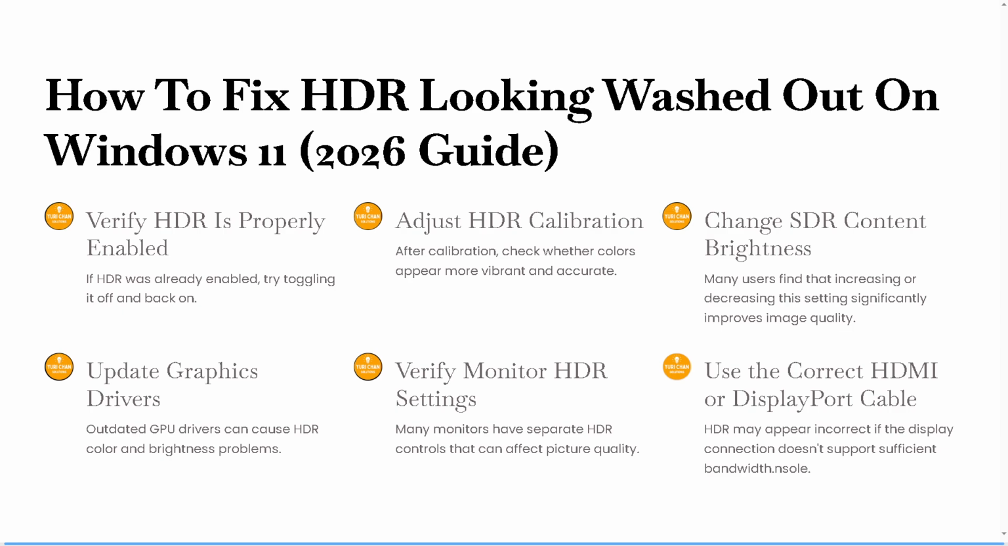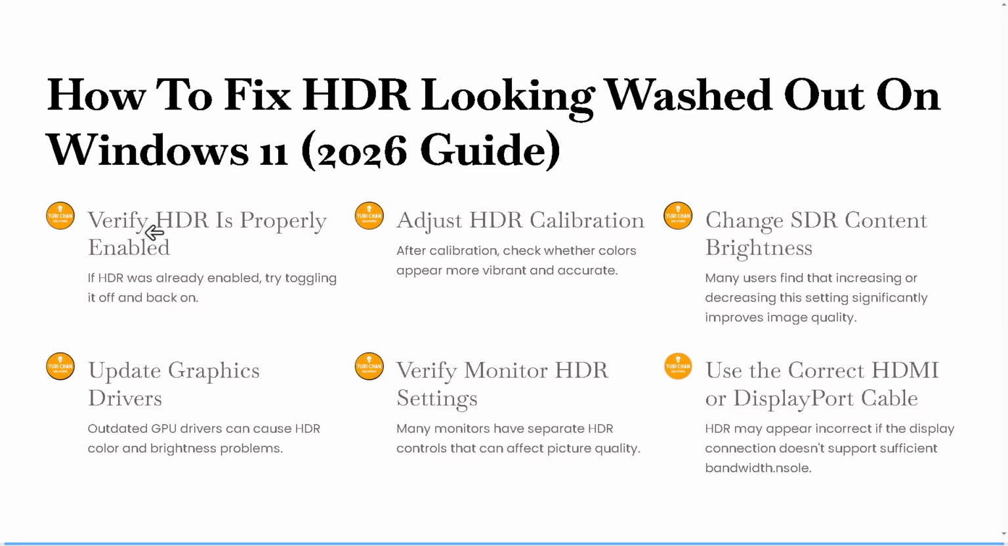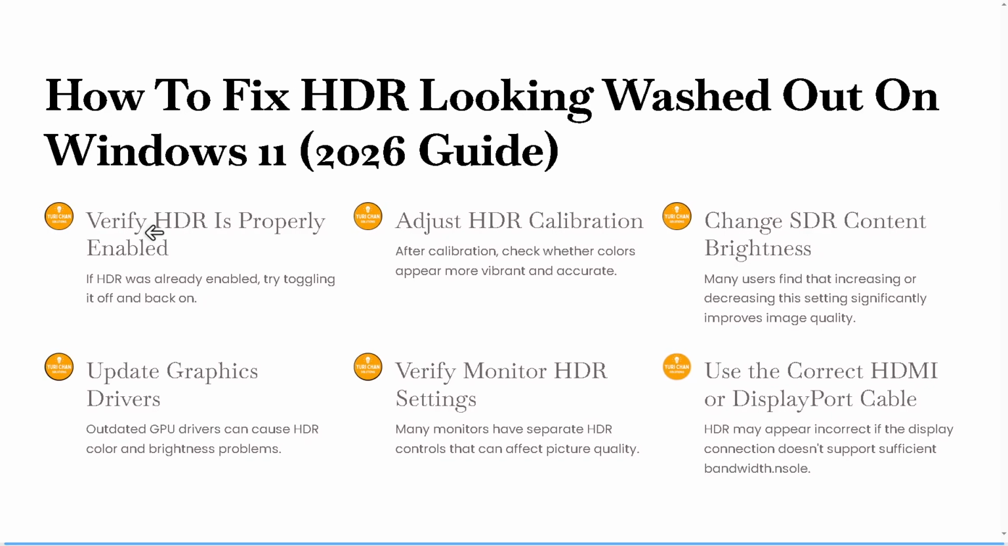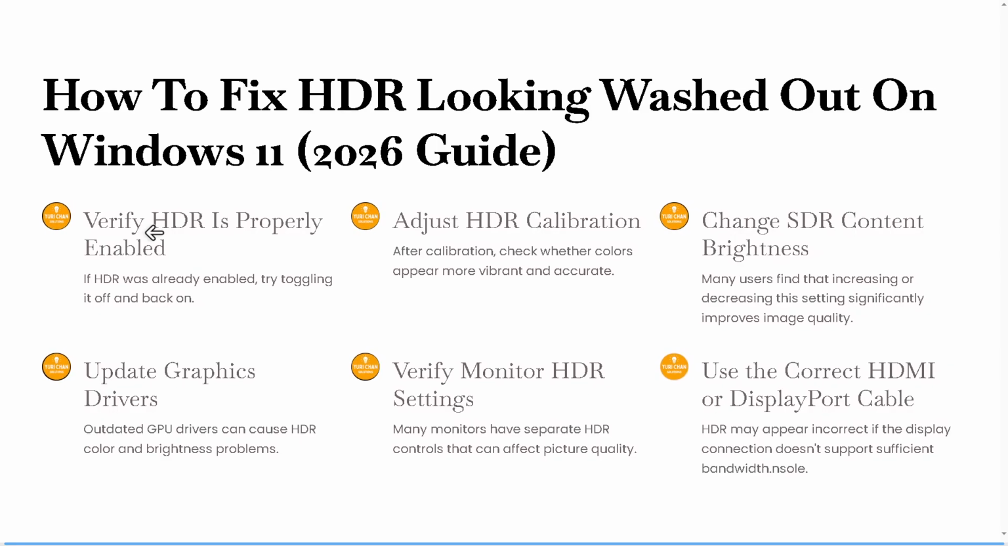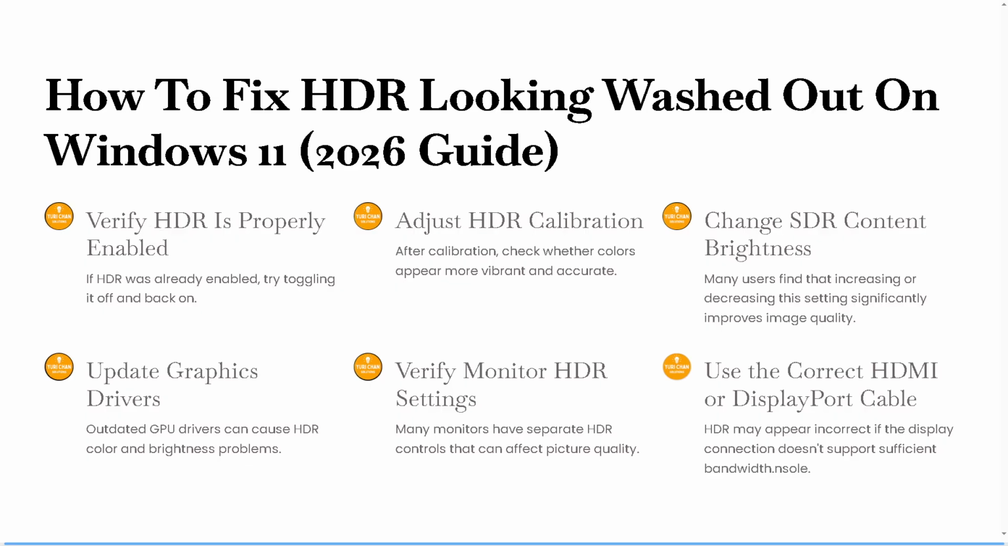So the first thing is to make sure HDR is correctly enabled in Windows. I want you to press the Windows key plus the I key to open Settings, click System, select Display, and choose your HDR capable monitor. Turn on Use HDR. If HDR was already enabled, try toggling it off and back on. And then remember to adjust the HDR calibration.